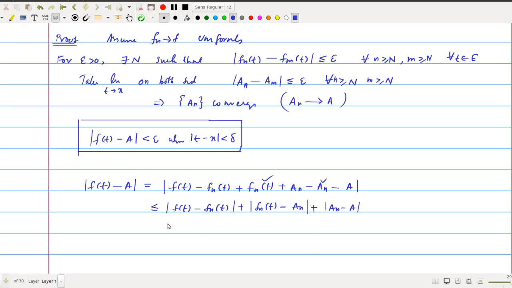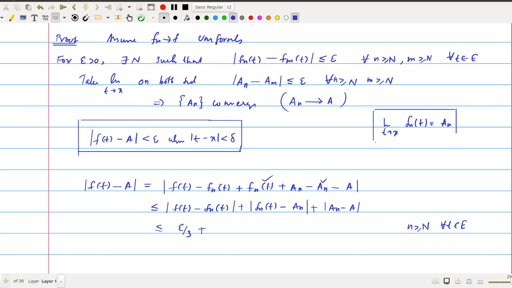Now we can make this less than or equal to epsilon by 3, as fn converges to f uniformly. So this can be made less than epsilon by 3 for all n greater than or equal to N and for all t belonging to E. Now you consider this fn of t and an. We have already shown the relation between these two: limit t tends to x of fn of t is equal to an. That is the notation here.